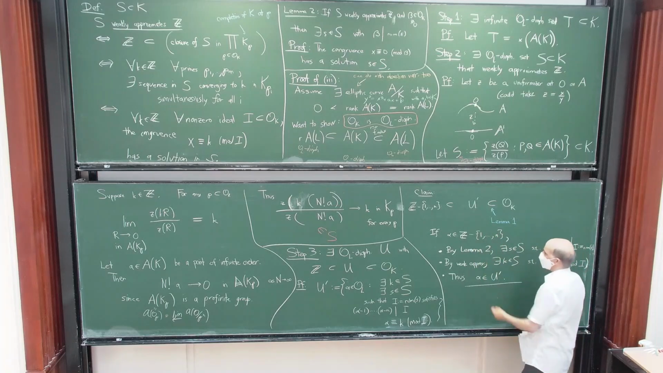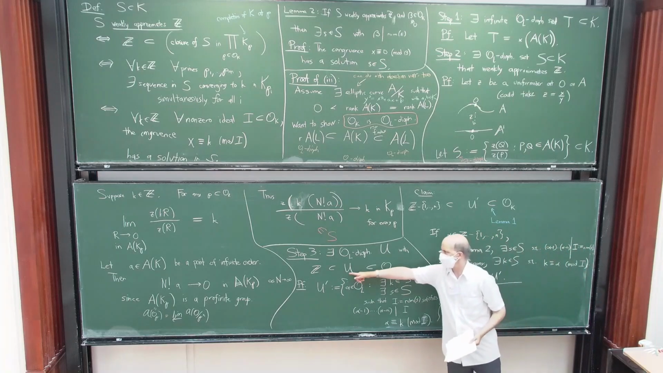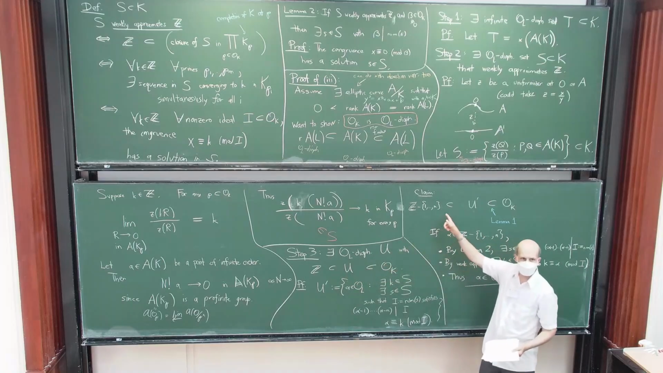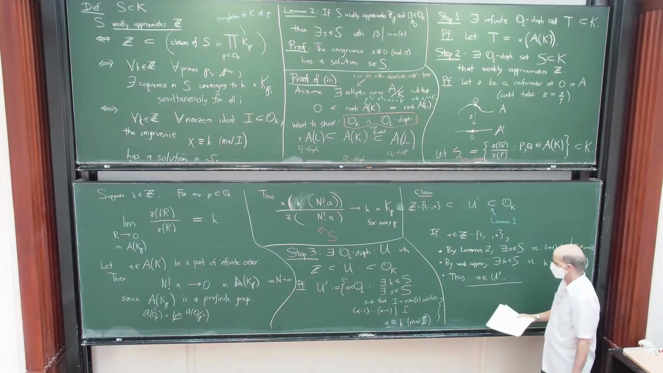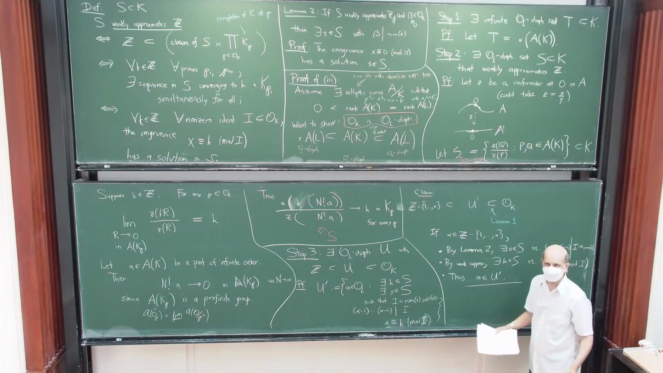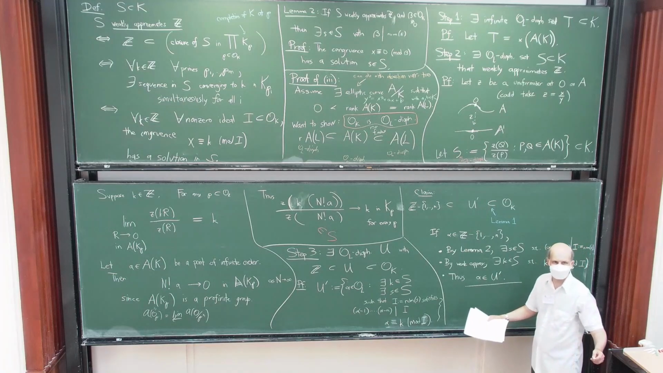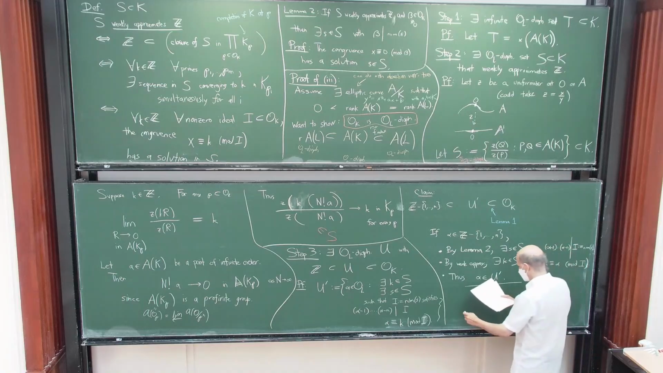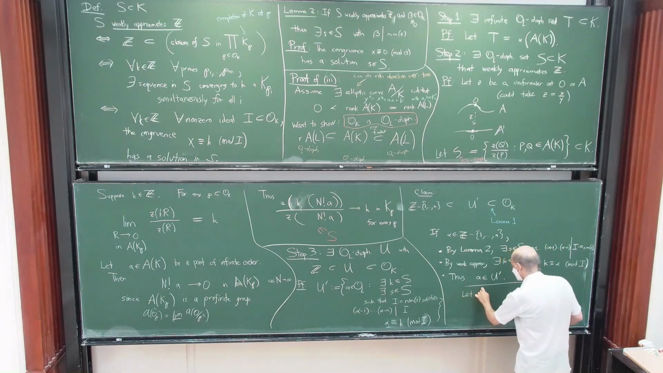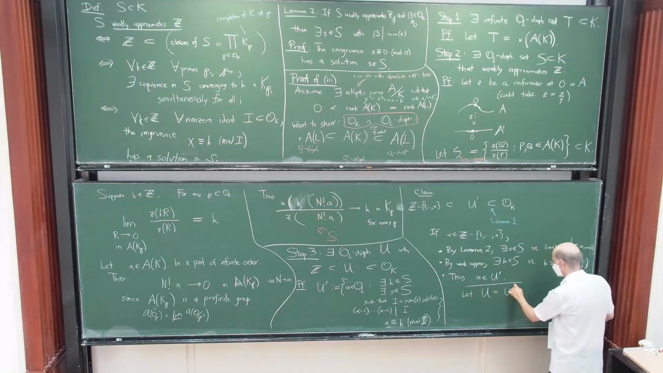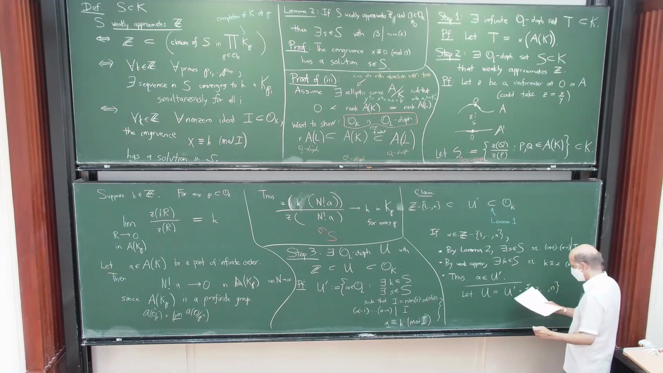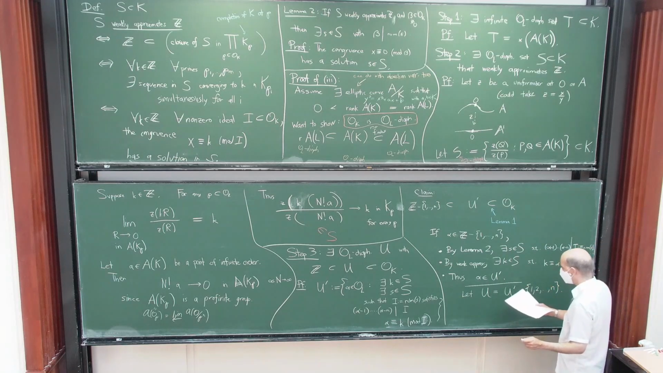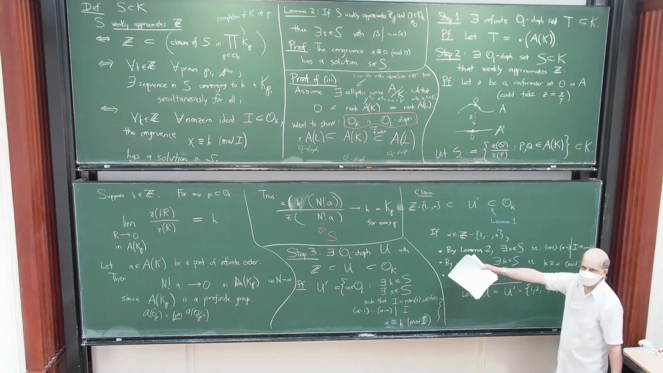So I have this set that's almost satisfying what I want. It's supposed to contain all the integers, but I'm missing a couple of them. Well, you can probably guess how I'm going to fix that. Finite sets are Diophantine. Unions of Diophantine sets are Diophantine. So let's try U equals U prime union 1 through n. Okay, so that finishes step 3.